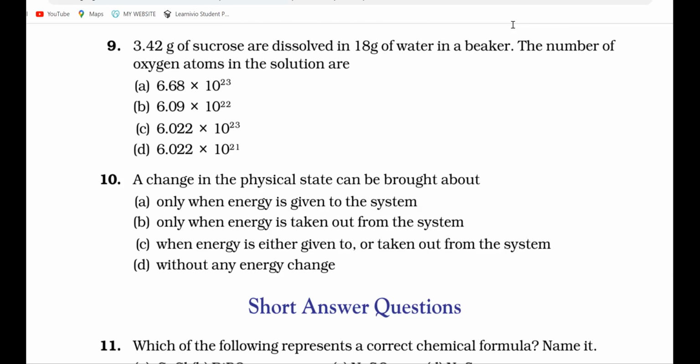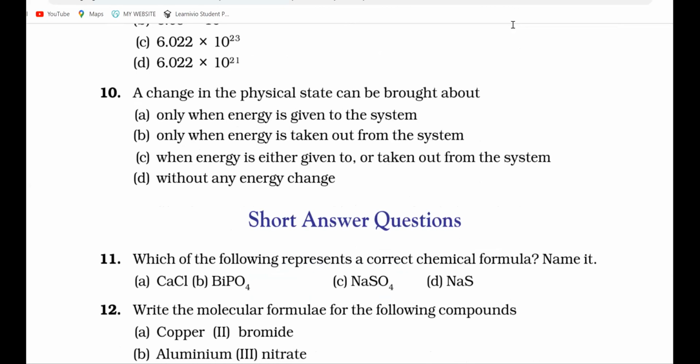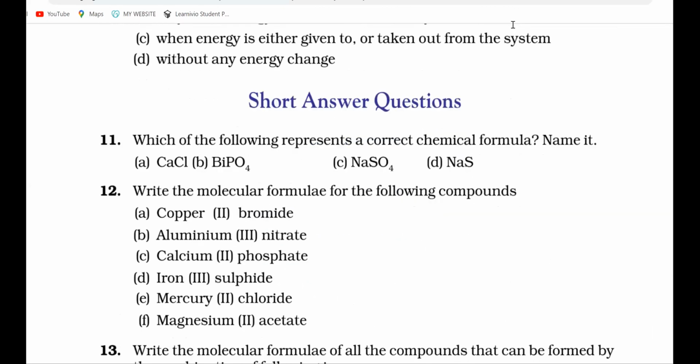Either we need to give the energy or we need to take it out. Okay. Next is, which of the following represent the correct formula and name it? Which is question number 11? Note the question number 11 in your copy first.